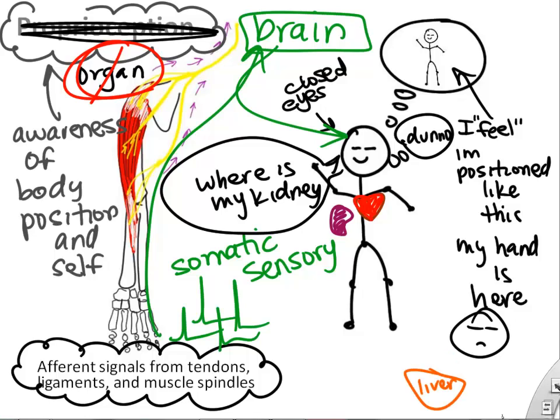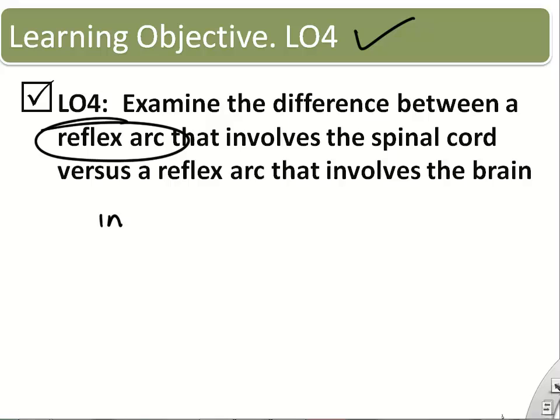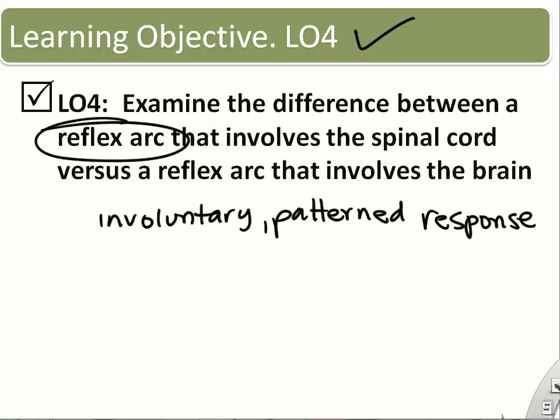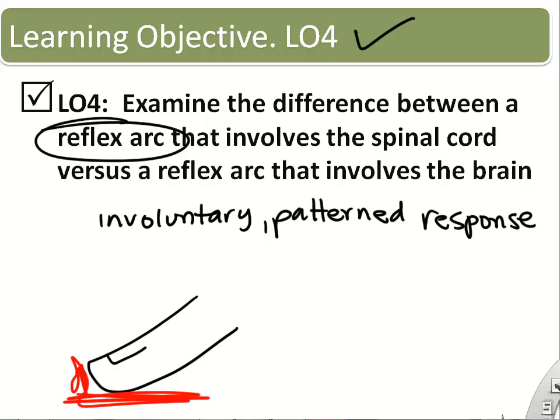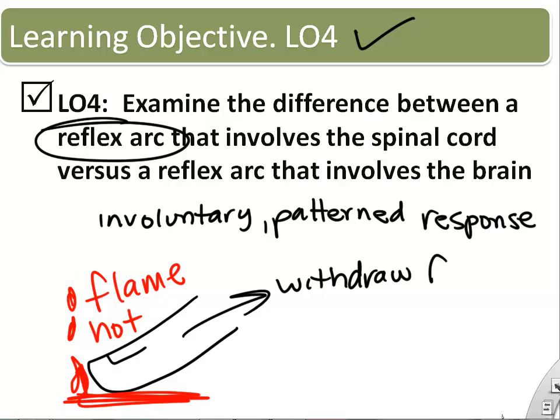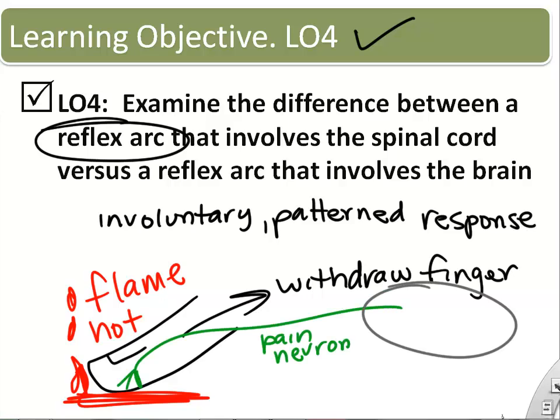All right? So the next learning objective, I wanted you to understand a little bit about reflexes. A reflex is an involuntary patterned response, and again, it's going to involve our nervous system. So if you touch your finger over a hot flame, you'll immediately withdraw your finger, and this is an example of a withdrawal reflex.